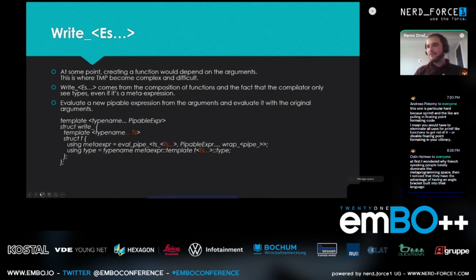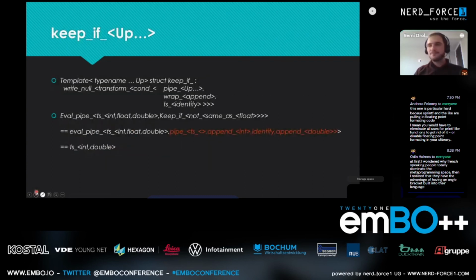So I'll take a quite simple example, which is keep if. When you think about it, what is keep if? Keep if is you have a list of types, and you just want to remove those for which the predicate is not true. So the way you can do it with my library is write null, which is basically just you start with nothing. You start with no inputs, but you create the meta expression with those inputs.